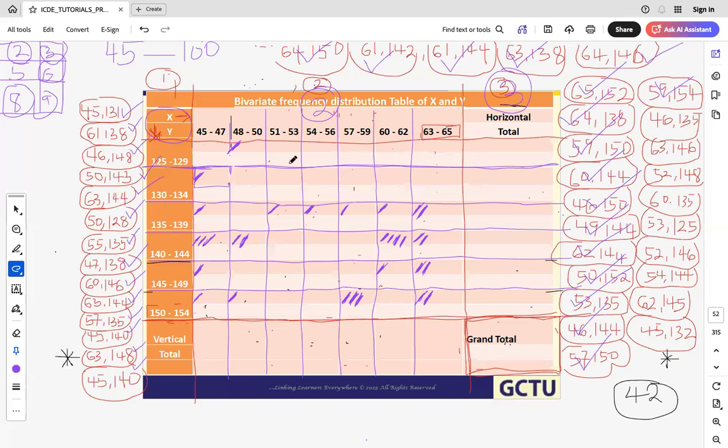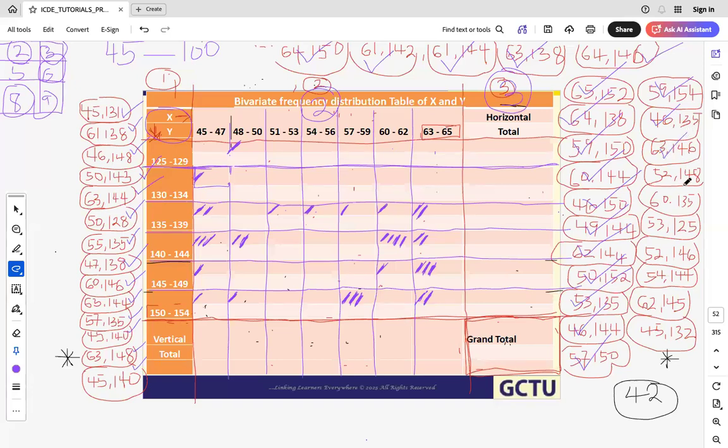46, 135. 46 is here. We go down looking for 135 and we land here. And this becomes the second tally in this box. This is also done. Then we have 63, 146. 63 is here. You go down looking for 146. You land in this box as the third tally in that box. So 63, 146 is done.